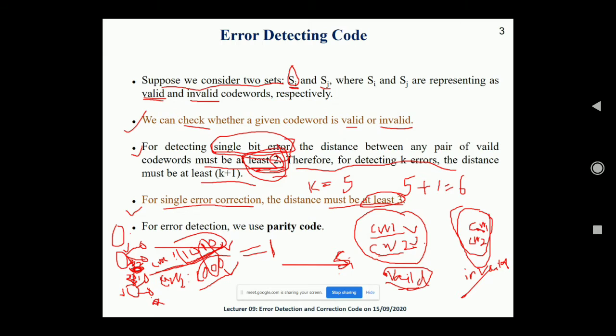If we are going for single bit error, minimum code distance is 2, minimum 2, maximum कुछ भी हो सकता है। If we have a minimum 2 difference, that time we successfully detect, not correct, the single bit error. And what is the logic and the reason behind that? Whatever I am discussing.